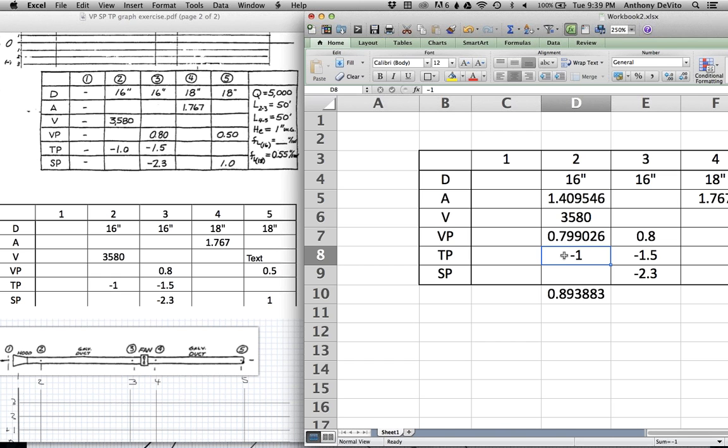So if the total pressure is -1 inch and the velocity pressure is 0.8 inches, what is the static pressure going to be equal to? It's going to be equal to total pressure minus the velocity pressure. Okay, -0.2.